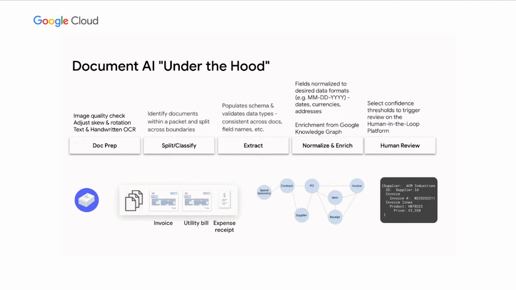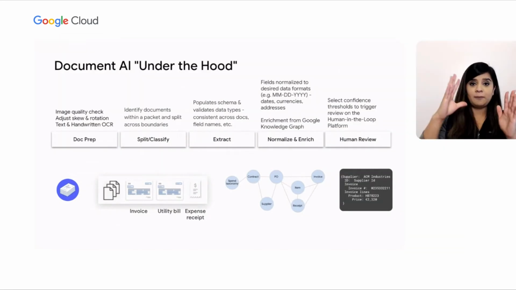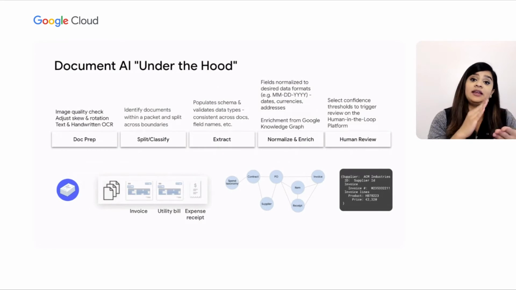So, first we have Doc Prep. Let's say you upload an image of a wrinkled or coffee stained document. We'll use image tools to fix skew, better enhance the text so data can be more easily extracted.